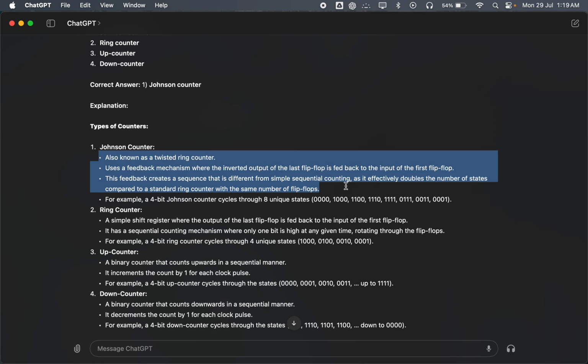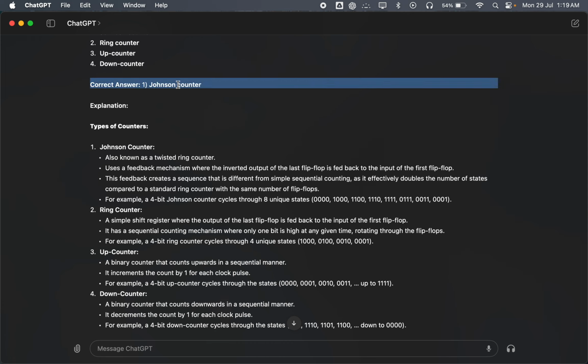So ChatGPT says the correct answer is Johnson counter. I also gave the Johnson counter answer, but somehow the state board is saying that ring counter is the right answer, and it's written that this Johnson counter has 8 unique states, but none of it is sequential. But for ring counter it says there are four unique states.